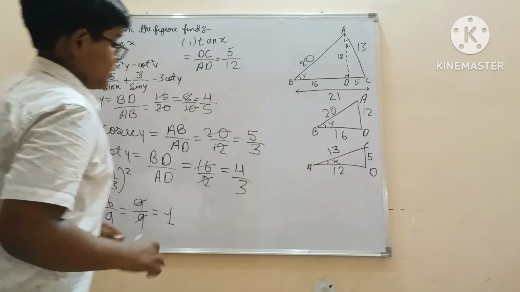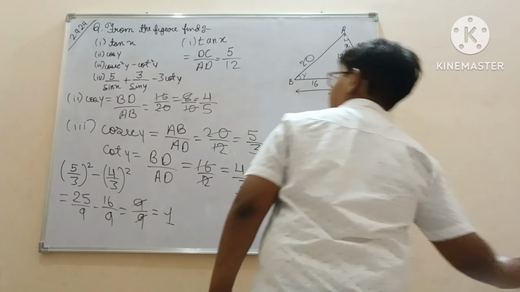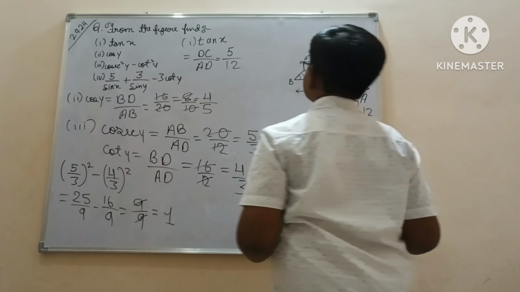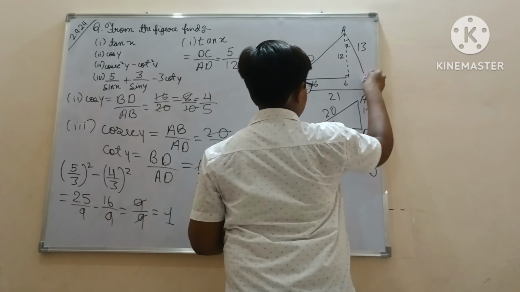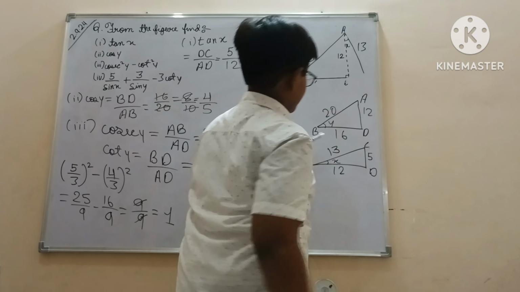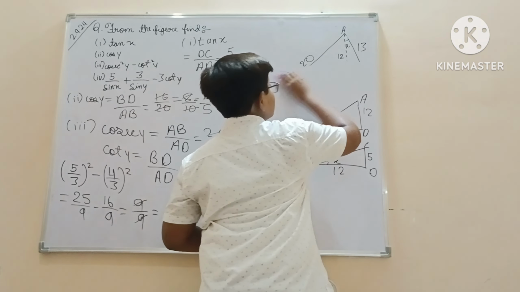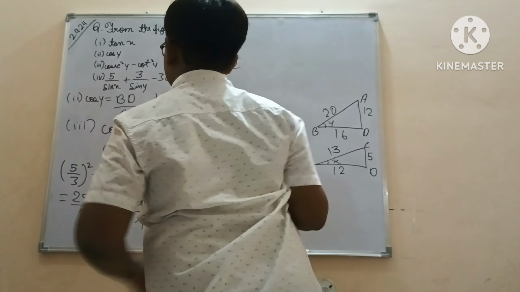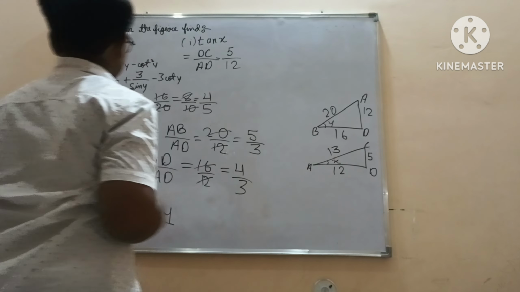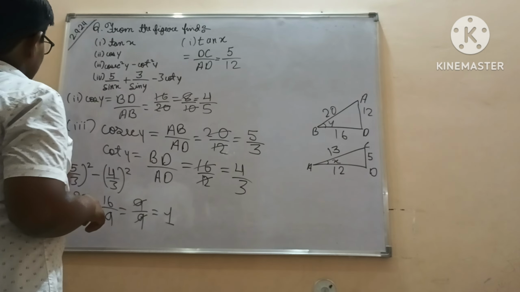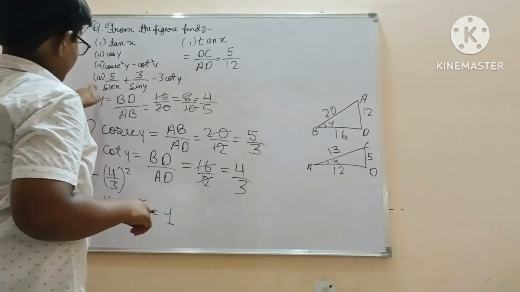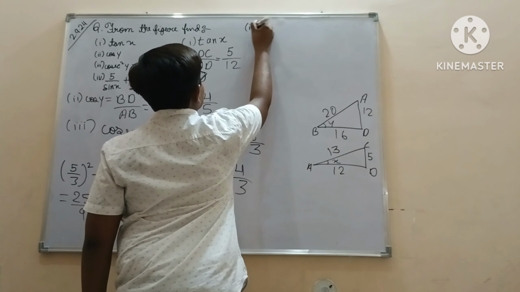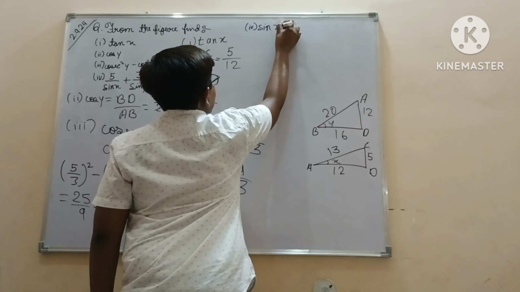Now we will find our next question, which is 5 by sin x plus 3 by sin y minus 3 cot y. We will erase this triangle as we have formed our two separate triangles from this triangle. So we will find 5 by sin x and sin y. In order to find this, we will find sin x and sin y. First we have to find what sin x is.